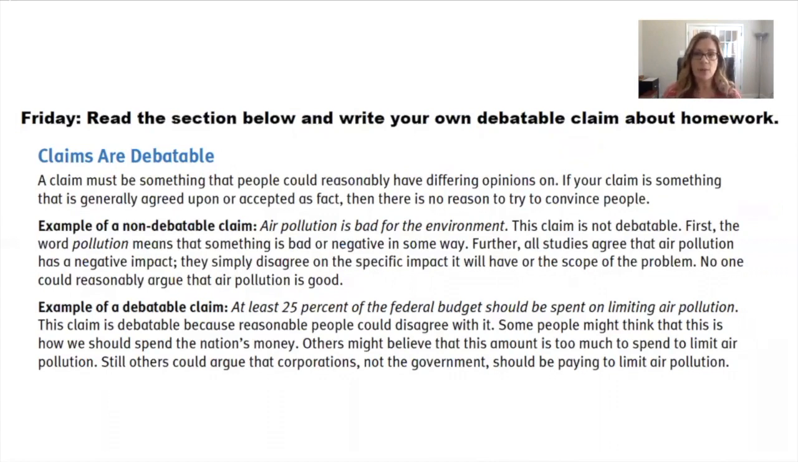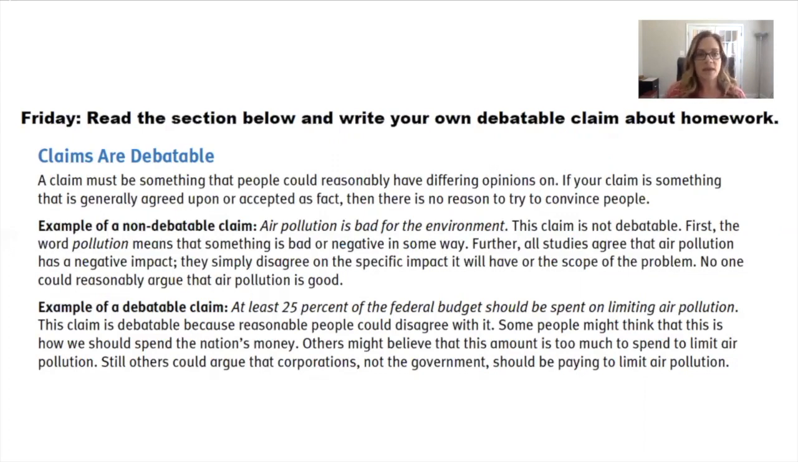So that's what we reviewed at the beginning of this lesson, some of those claims that were not debatable, because they're accepted as fact. And there's no reason to try to convince people that smoking is harmful to your health because that's accepted as fact. We know that.